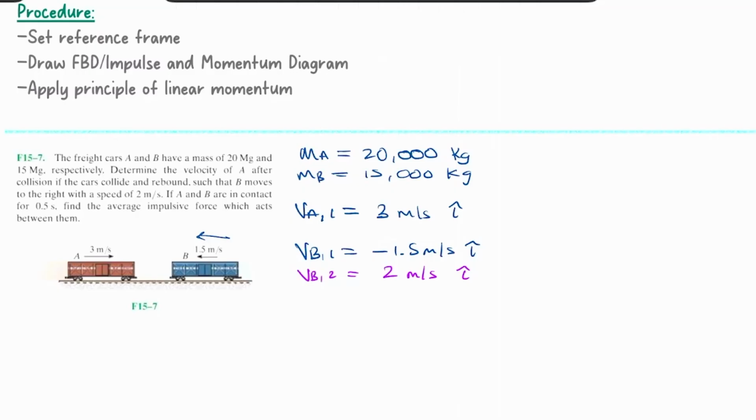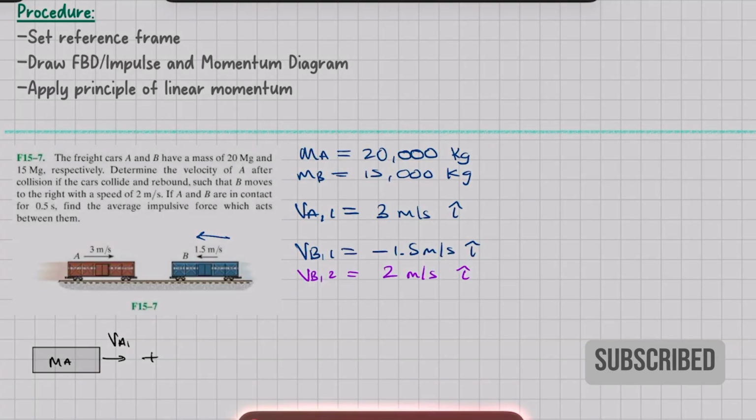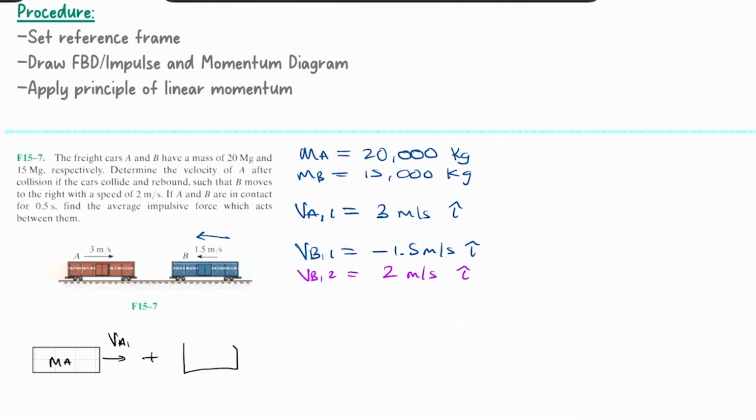So let's draw what happened. These are our momentum diagrams. We have car A, moving at a speed VA1, plus we have car B. This is mass B moving at a certain velocity VB1. And then after collision, we have both cars still, I think, going in the same direction.